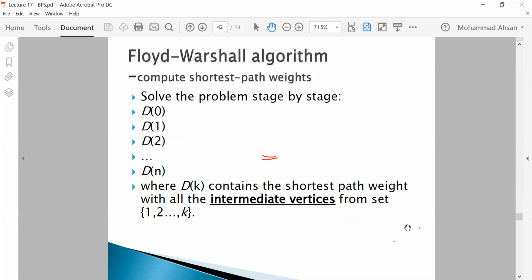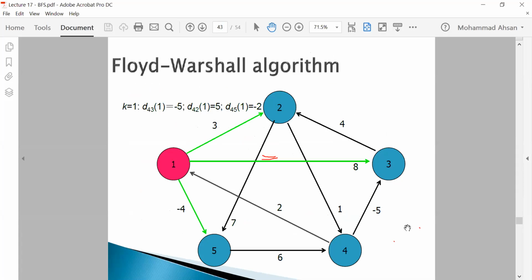Okay, without going there, let me just look at this graph. Don't look at whatever is written on the left side. If I am trying to find the shortest distance between 4 and 3, the actual distance of the edge between 4 and 3 is -5.